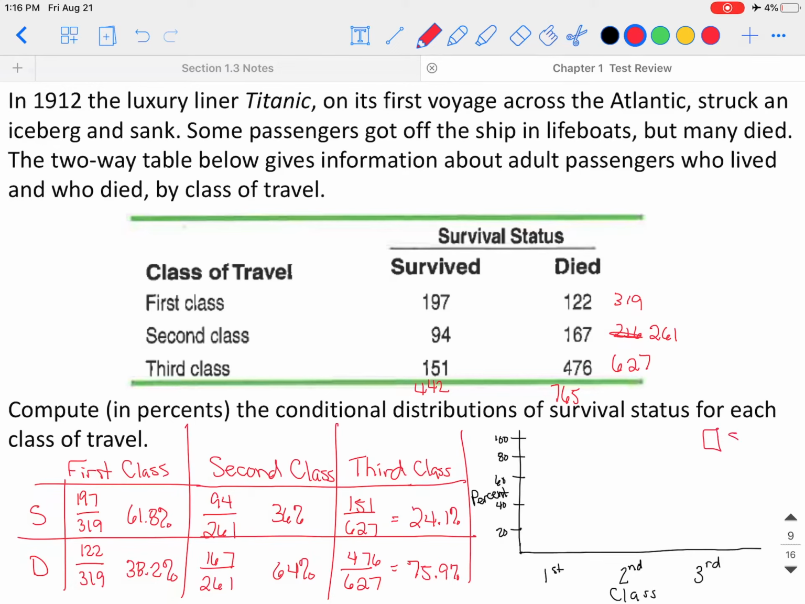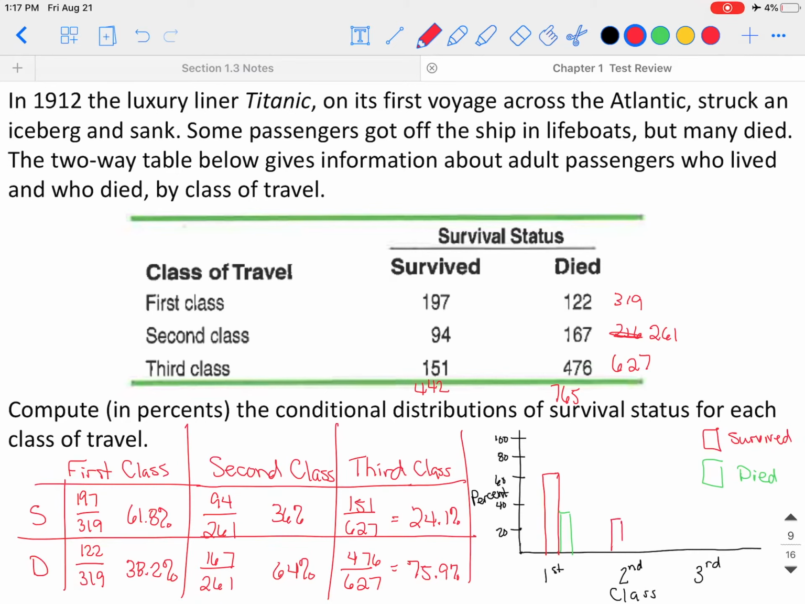Now, we can color code this and say the red are the ones who survived, and green are the ones who died. So if we look at the first class passengers, we said that 61.8% survived, while 38.2% died. We are looking at different categories, so this should be a bar graph.